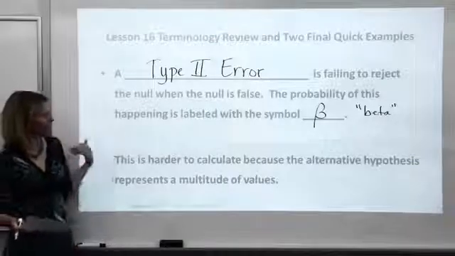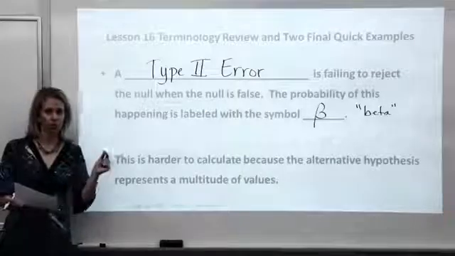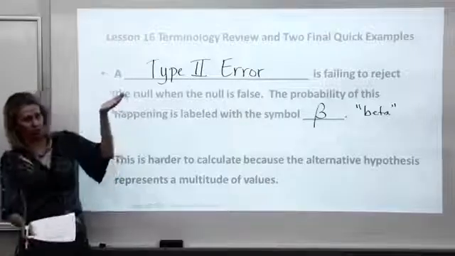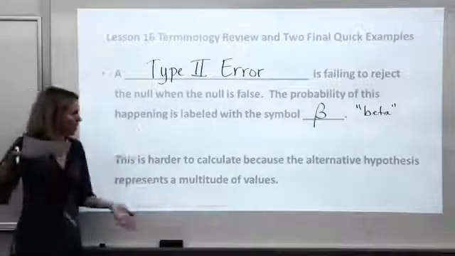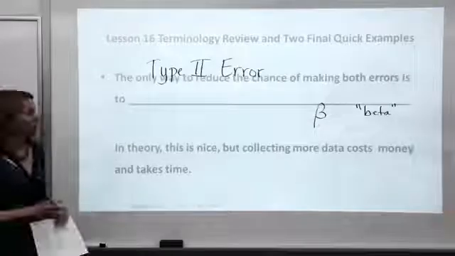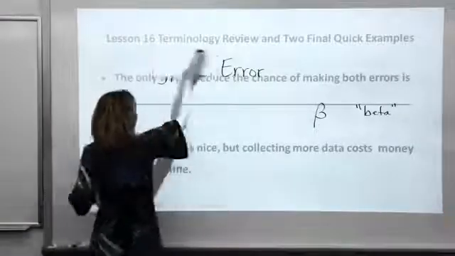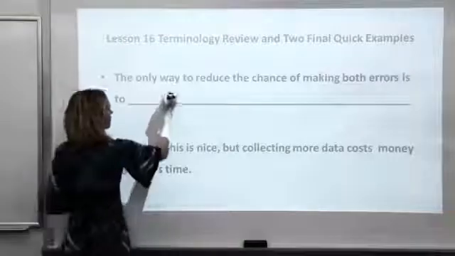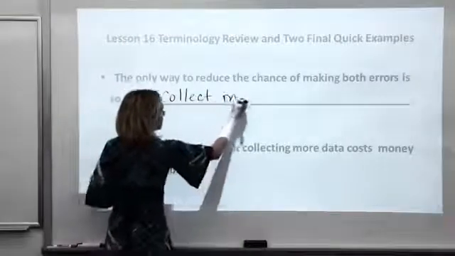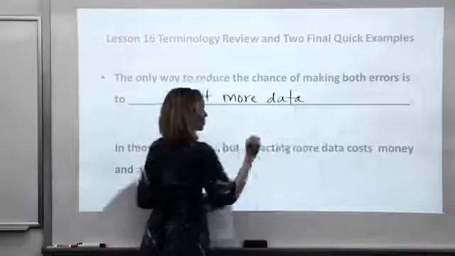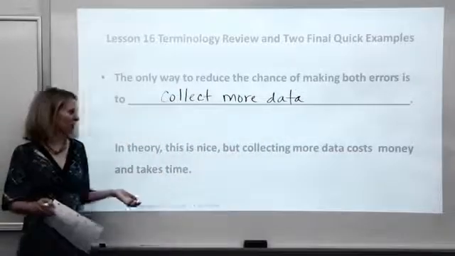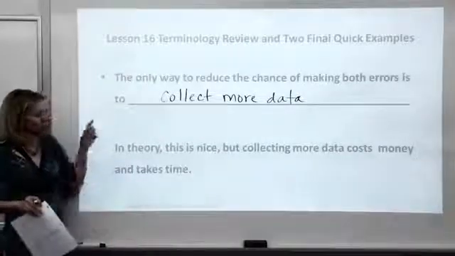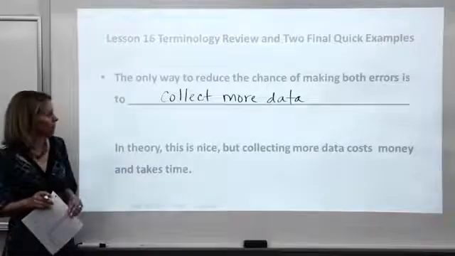But we did mention in a previous lesson that the reason why you can't make them both super small is because as the likelihood of a type 1 error increases, the likelihood of a type 2 error decreases, and vice versa. They're sort of inversely related. The only way to reduce the chance of making both types of errors was to collect more data. Which is great in theory, but practically, collecting more data is definitely going to cost you money and take you more time. But that is the one way you can reduce the likelihood of both of those errors at the same time.